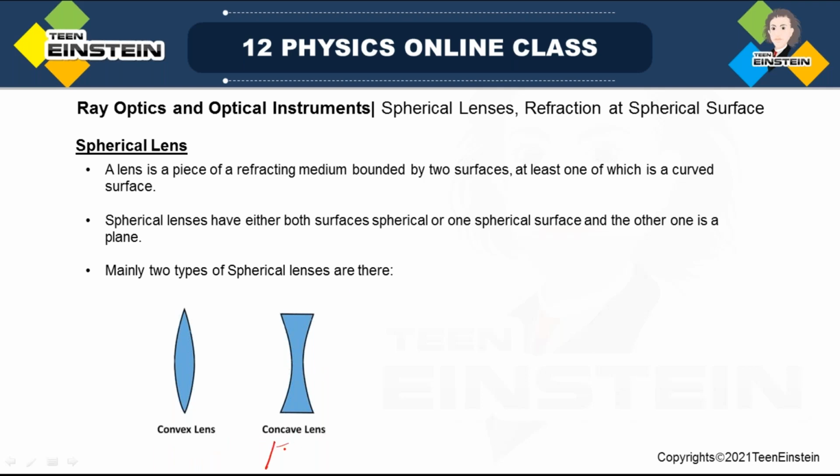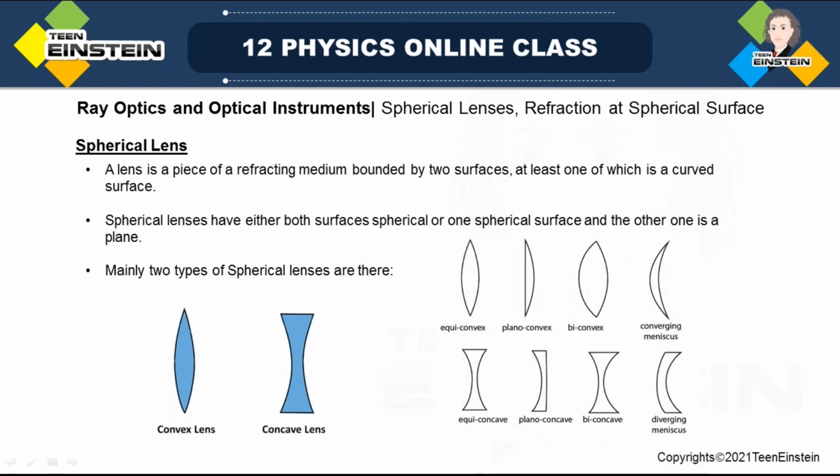Okay, by the way, this concave lens is also called a diverging lens. Okay, so we can have various other types of lenses. You can see this is called an equiconvex lens. That means both the surfaces are convex and they have the same radius of curvature, etc.